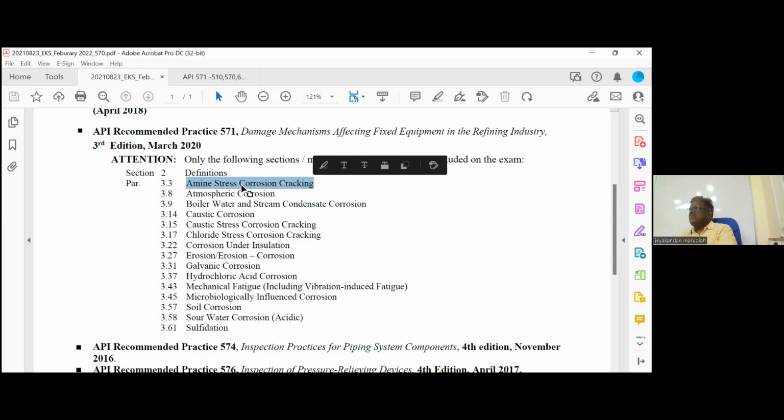Now, next one, the appearance and the morphology. How you can identify by seeing what type of crack it is. We have some nicknames, actually. For example, amine stress corrosion cracking has no nickname. Caustic stress corrosion cracking has the name spider web. Chloride stress corrosion cracking is craze crack. Like that, erosion corrosion: pits, grooves, gullies. Then fatigue: clamshell, fingerprint, beach mark. We have some nicknames like that. The nicknames you have to remember. The next one is how to prevent the damage.